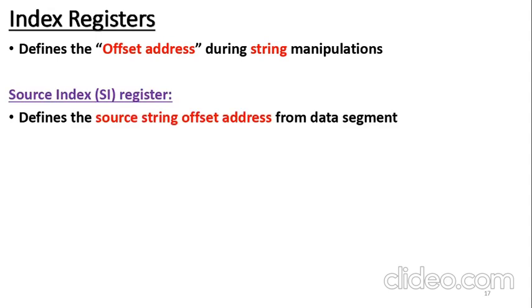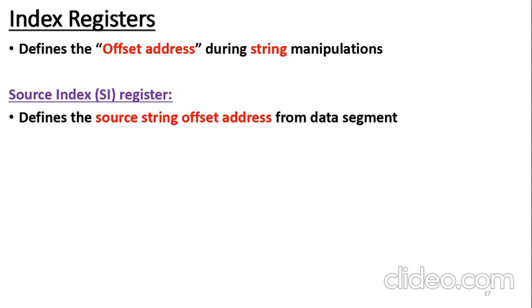Now the first index register is the source index, SI register. This SI register defines the source string offset address from the data segment. It means that during the string operations, there are in all 5 string operations available. We will see those string operations in detail later on in the instruction set. But during such string manipulation, the offset address from the data segment, whenever the source string is to be referred, is pointed by the source index register here.